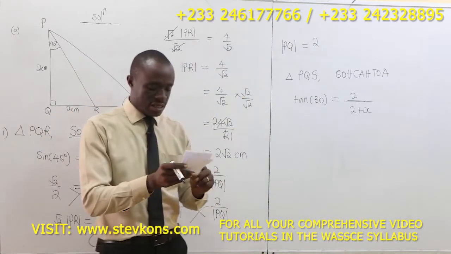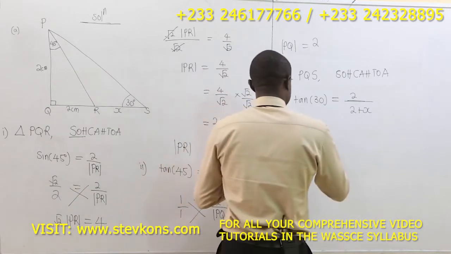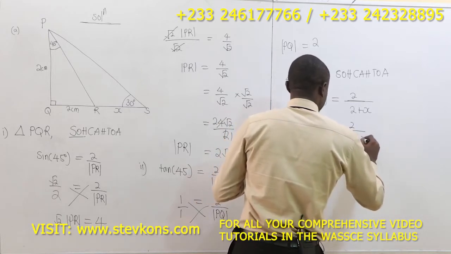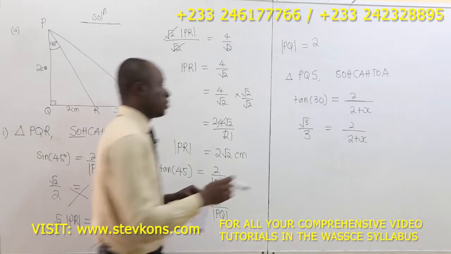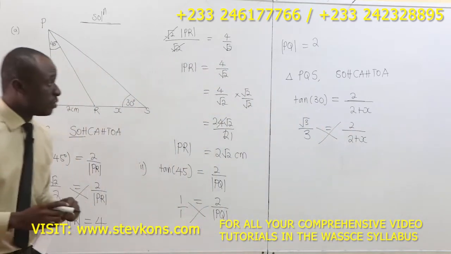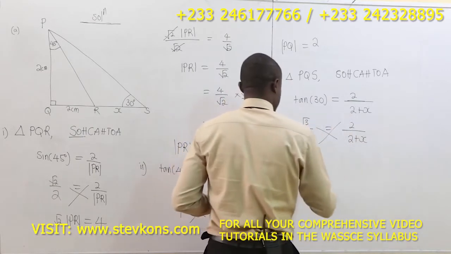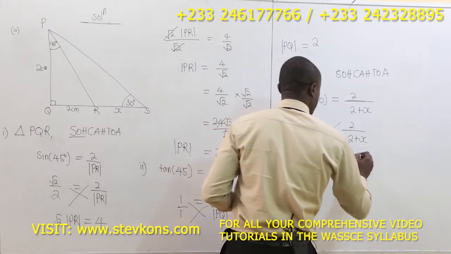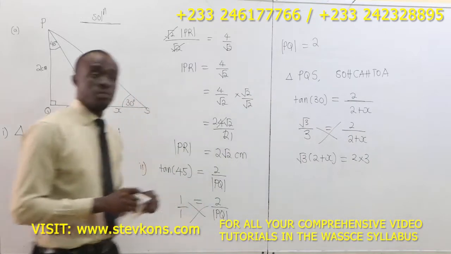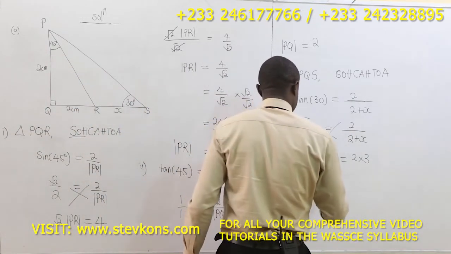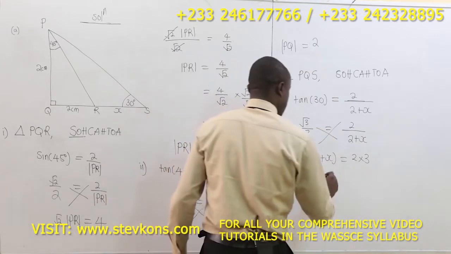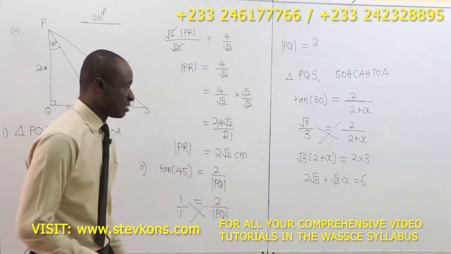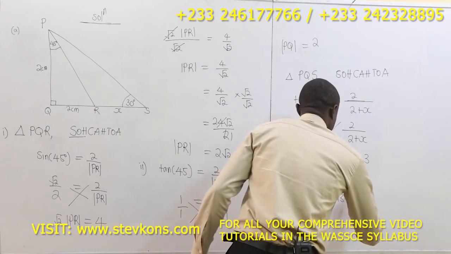Now what is tan 30? Tan 30 is root 3 out of 3. So we have root 3 out of 3 equal to 2 out of 2 plus X. When we find X, what do we do? We cross multiply. So we have root 3 into bracket 2 plus X equal to 3 times 2. Now, root 3 times 2 is 2 root 3, and root 3 times X, we have root 3 X equal to 2 times 3, which gives us 6. Now, we have root 3 X equal to 6.